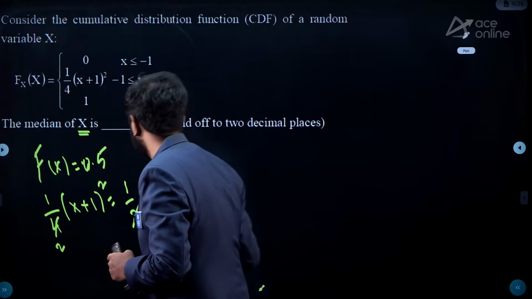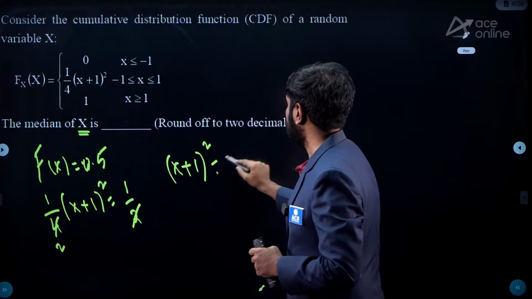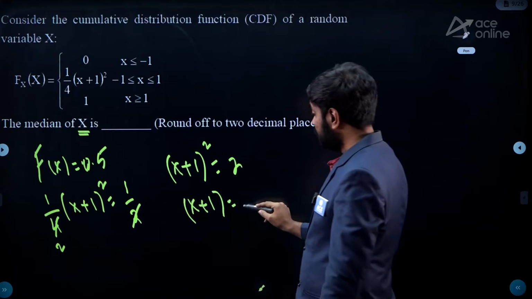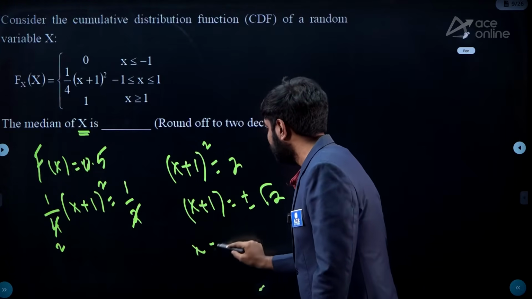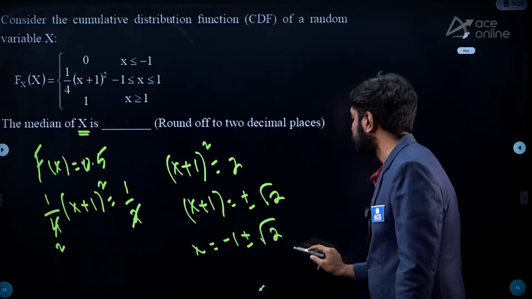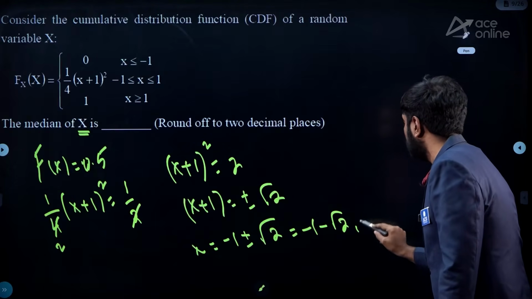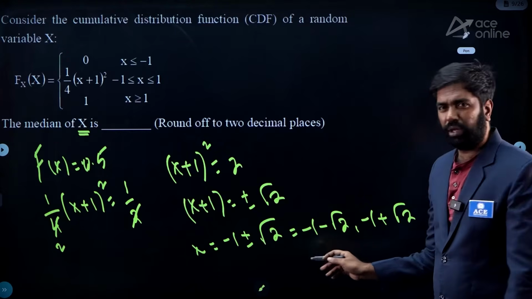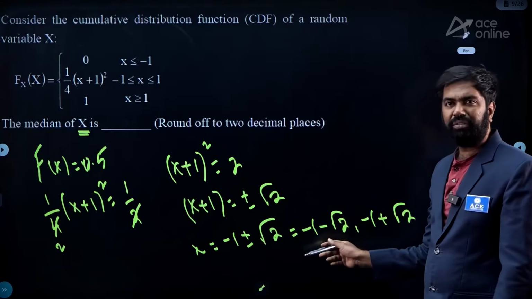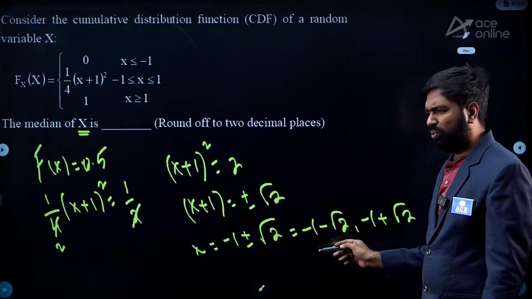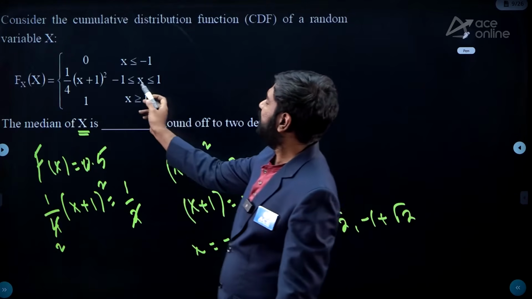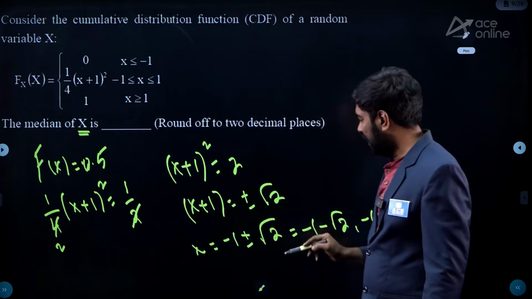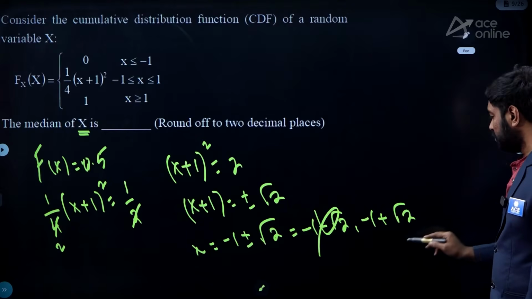This cancels this by 2 times. And then you have (x plus 1) whole square equal to (2x plus 1) whole square, or if you remove the square root, it is plus or minus root 2, and x is minus 1 plus or minus root 2. The two values are minus 1 minus root 2 and minus 1 plus root 2. Minus 1 minus root 2, root 2 is 1.414, and when you simplify this, it will be minus 2.414 something, which is outside this value, because your observations are from minus 1 to 1. The median should also be taking a value between that. This is eliminated.